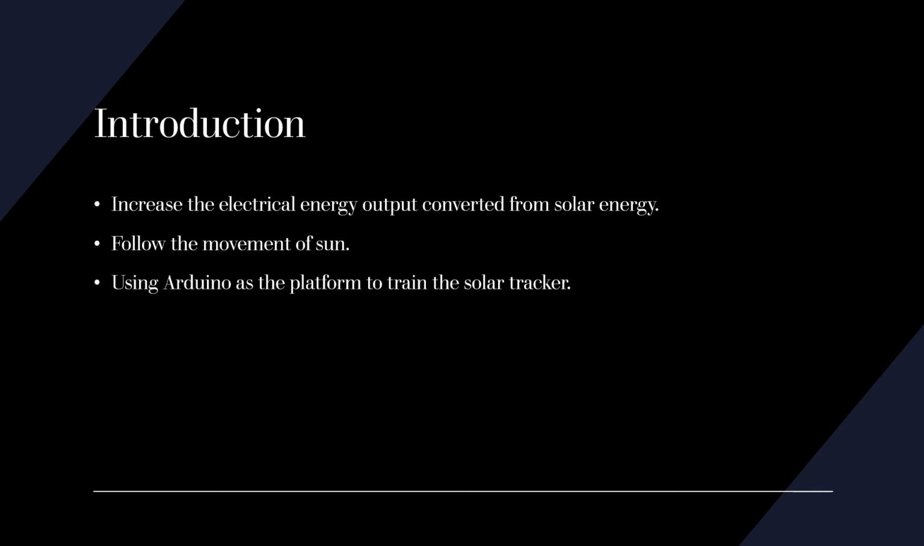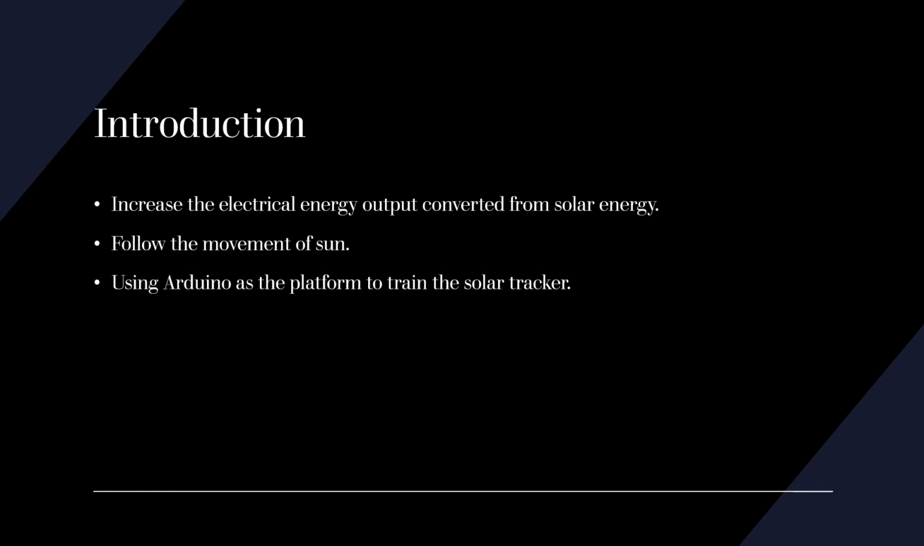And then, as for the introduction, a solar panel sun tracker is a device used to increase the electrical energy output converted from the solar energy. A solar tracker can follow the movement of the sun as it rotates from the east to the west every day. It is used to keep solar collectors or solar panels oriented directly towards the sun as it moves through the sky every day.